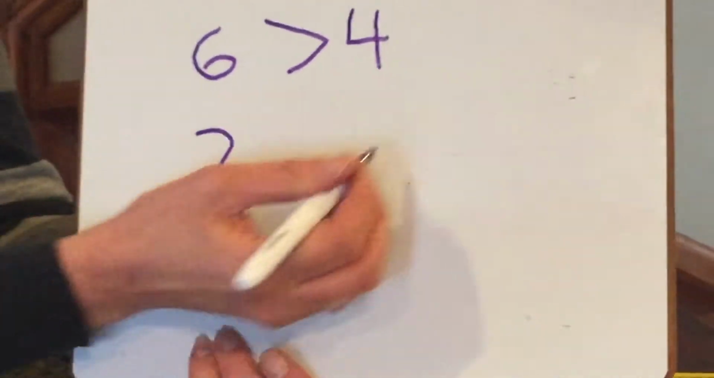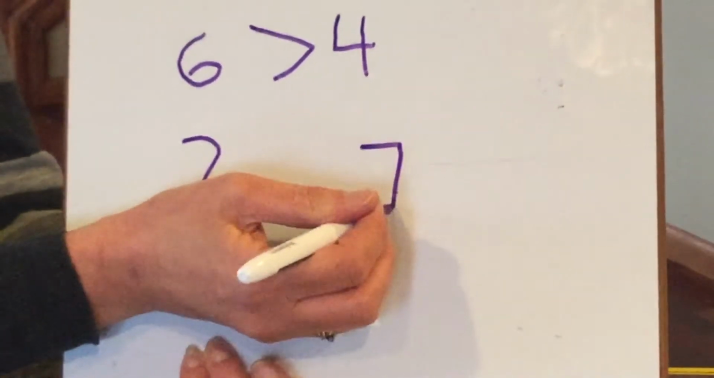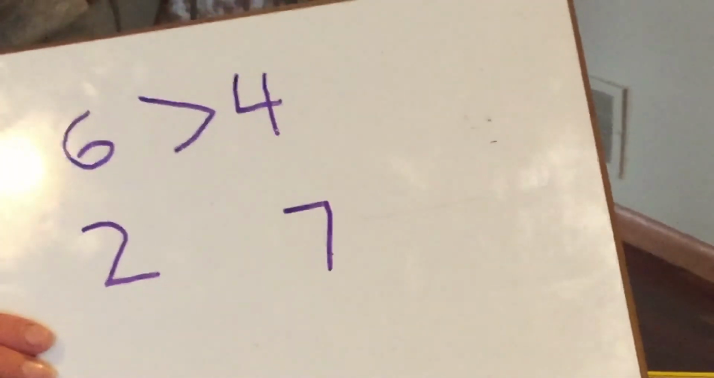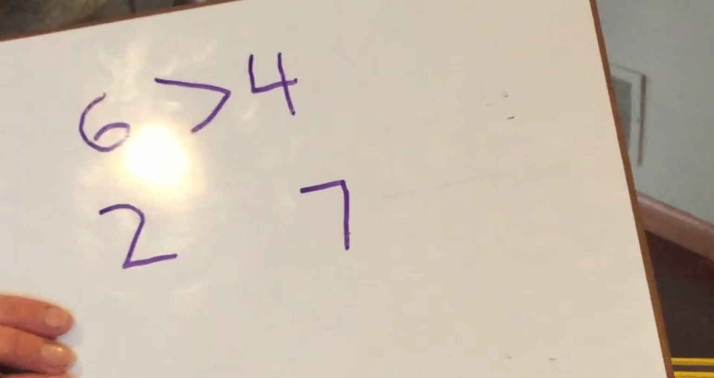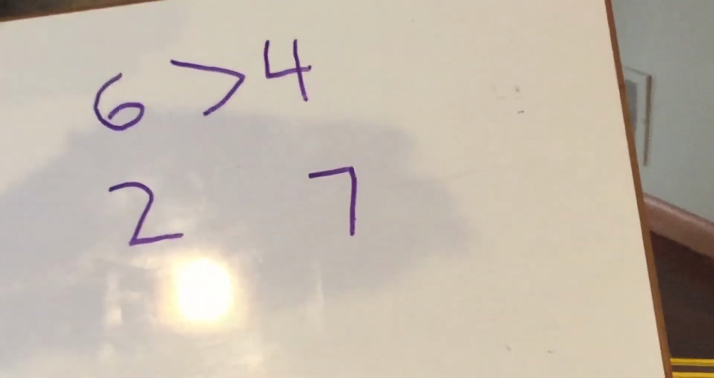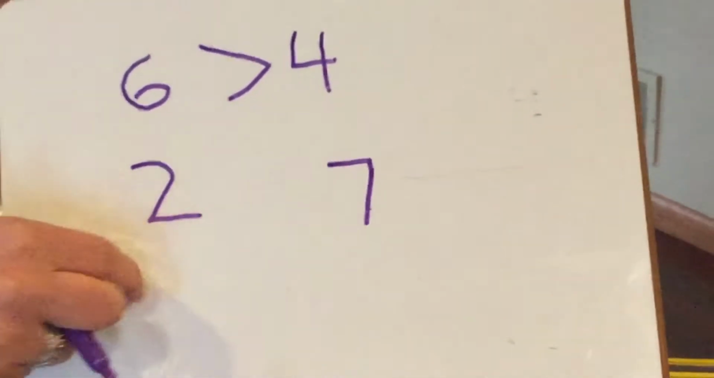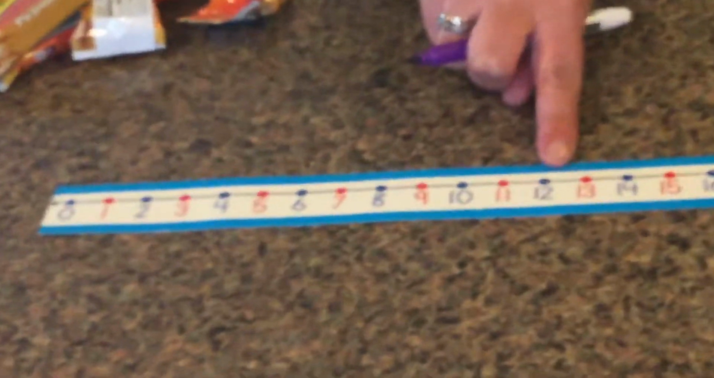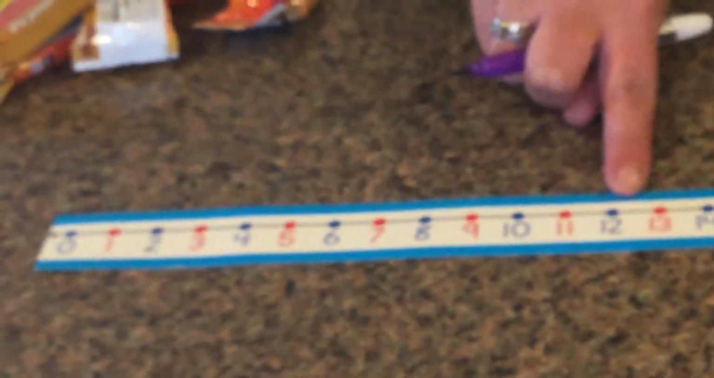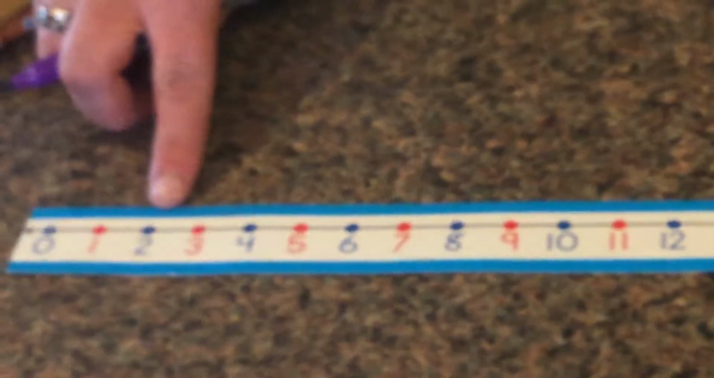2 pizzas and 7 pizzas. Alligator, alligator, sitting in the swamp. How many pizzas do you want to chomp? Look at these two numbers. And I don't know if you can see it, but here's a number line. If you don't have a number line, you can use your road to 150, or you can make your own number line.